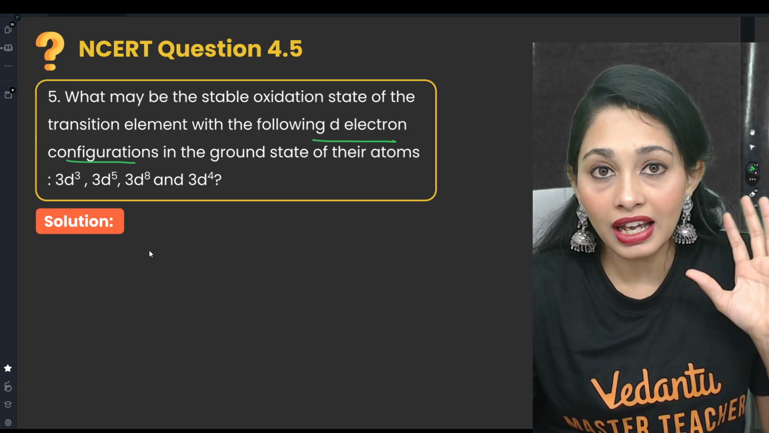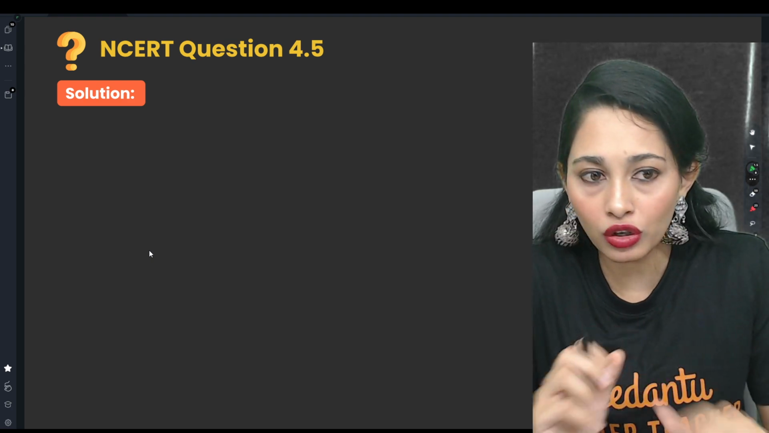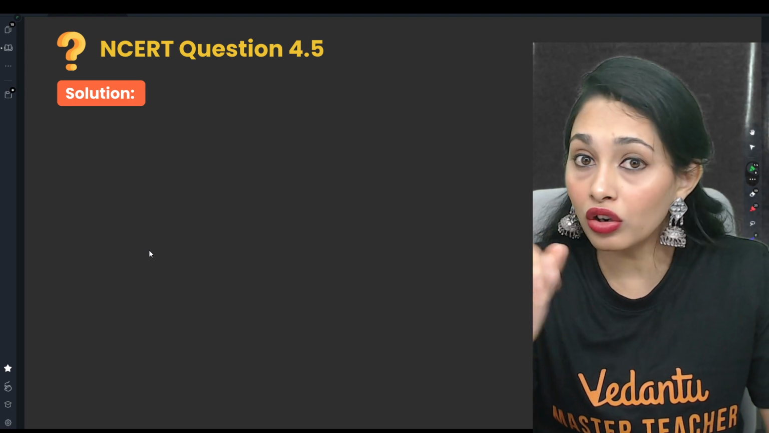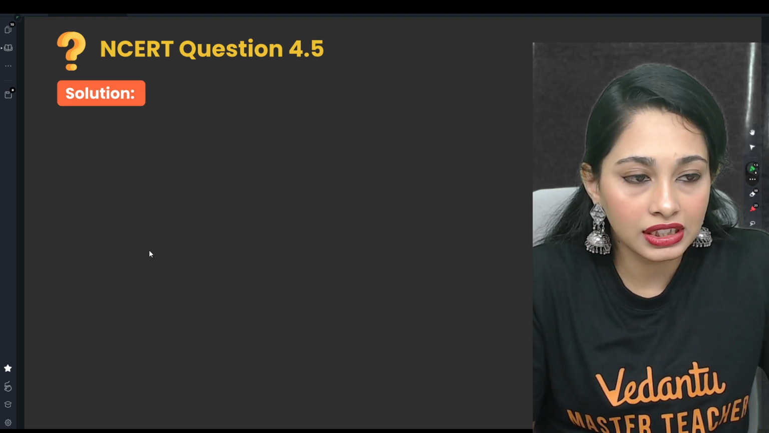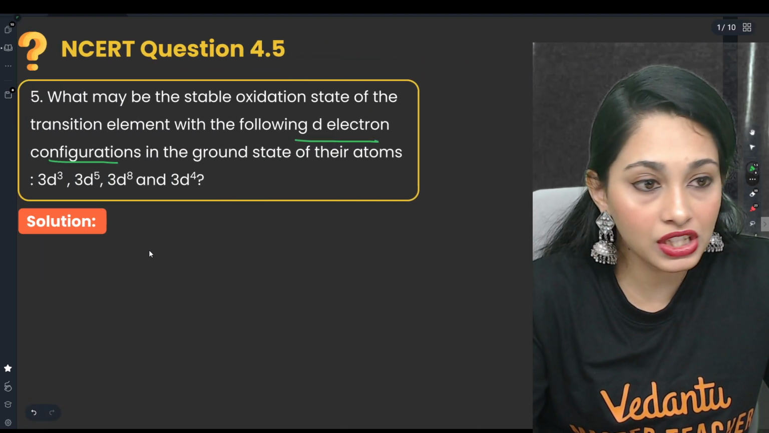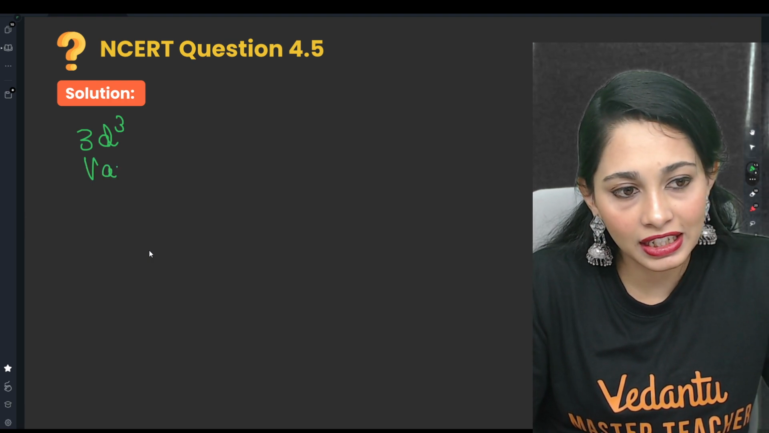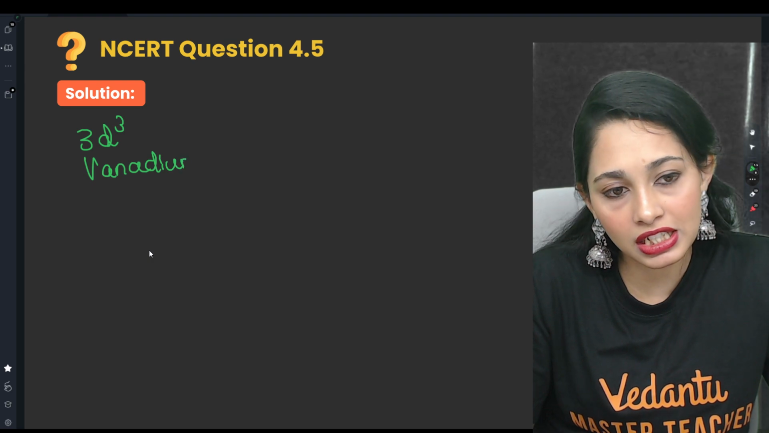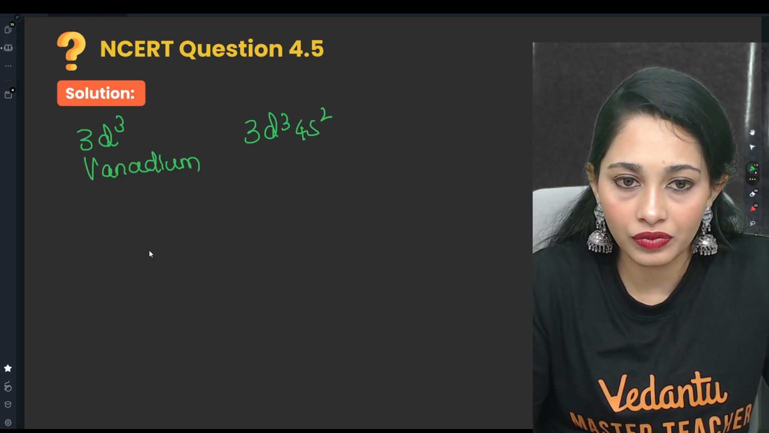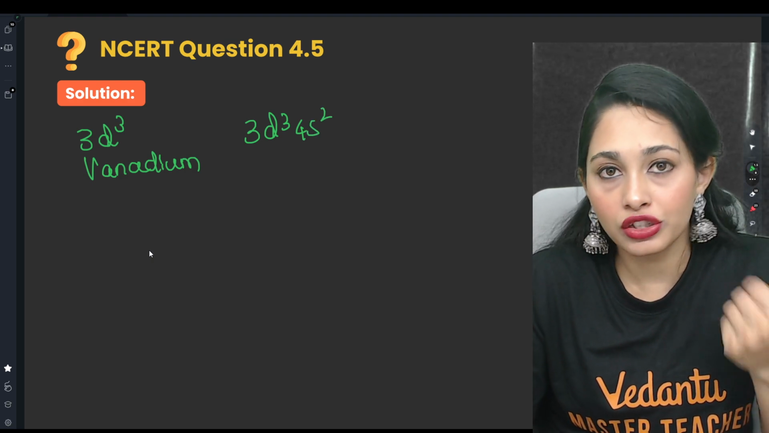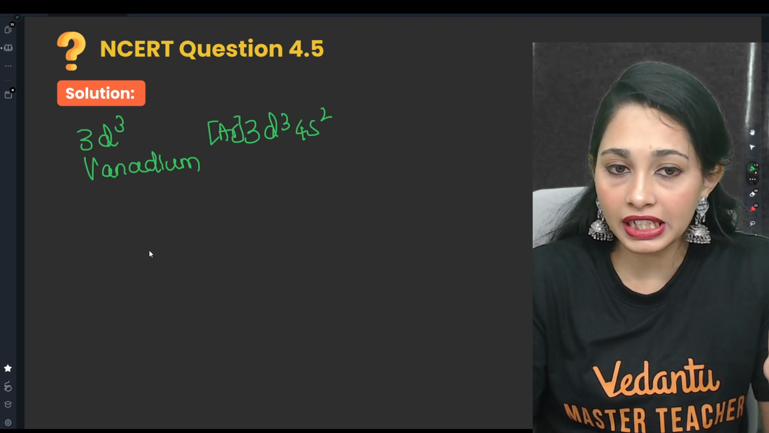So let's see the electronic configuration first. They have given us 3d electronic configuration in the ground state, not in their oxidation states. If we talk about the first one, 3d3, it is vanadium's ground state configuration. So it is 3d3 4s2. This is the actual electronic configuration. Argon followed by 3d3 and 4s2.